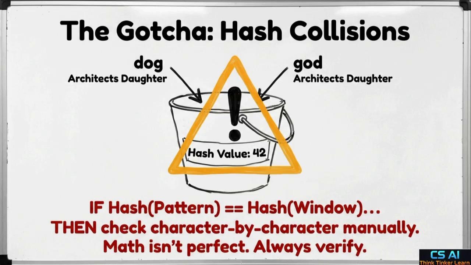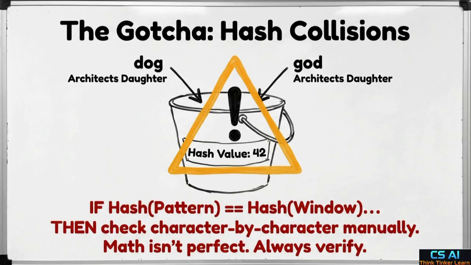Because of collisions, Rabin-Karp follows a strict rule. If the pattern hash equals the window hash, then you must perform a manual character by character check to be 100% sure. We use the math to skip 99.9% of the text, but we use a character check to verify the final 0.1%. This ensures that our algorithm is always correct, even if the math occasionally produces a fluke.